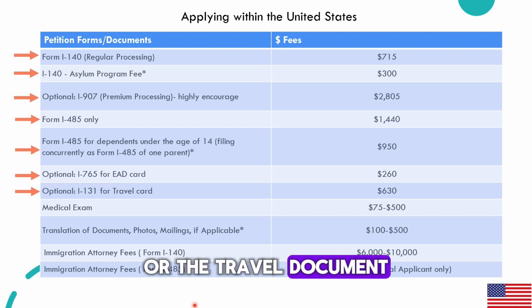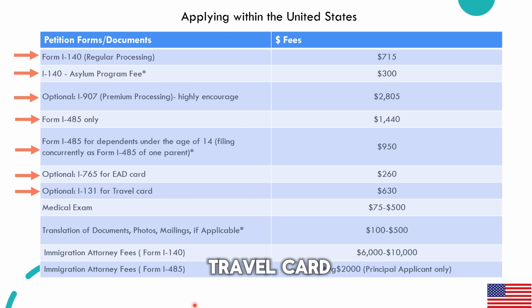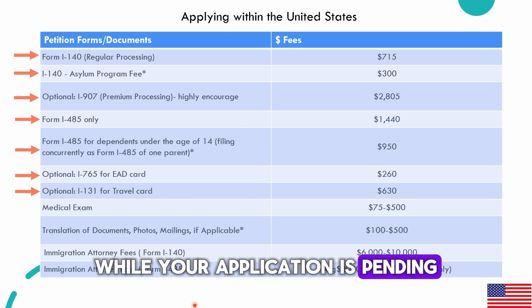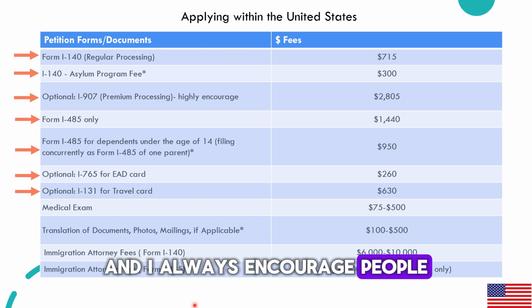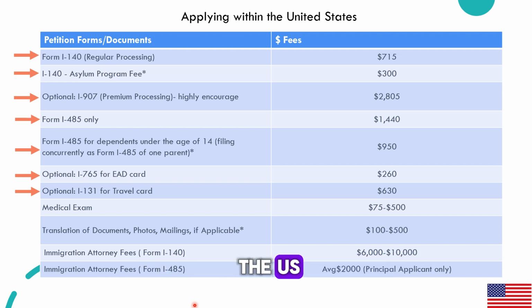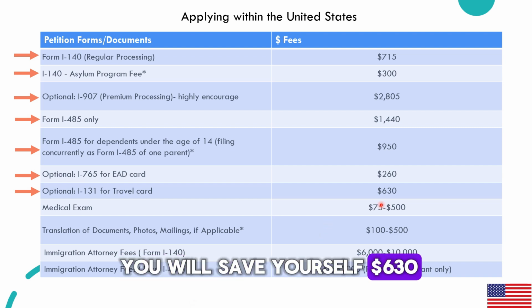Another optional form is the Form I-131, which is also known as the advance parole or the travel document. This form allows you to apply for a travel card, enabling you to re-enter the US after traveling abroad while your application is pending. And I always encourage people, if there is no need to travel outside of the US whilst your application is pending, please do not, and you will save yourself $630.